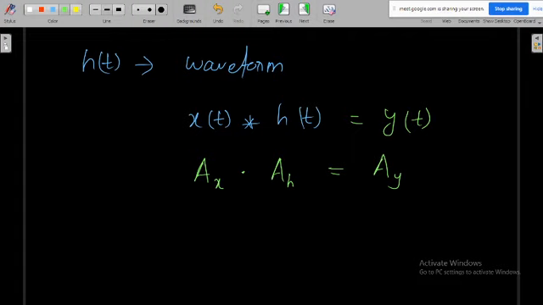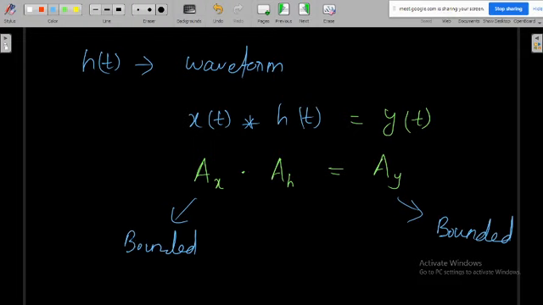So this is the area concept. Whenever the system is there, take the area under the signal x of t and the area under the system, then a simple multiplication gives the area under the output. Now suppose ax is bounded. What is the concept of stability? If the input is bounded, then the output also has to be bounded. When you provide bounded input, if the output is bounded, then the system is a stable system.